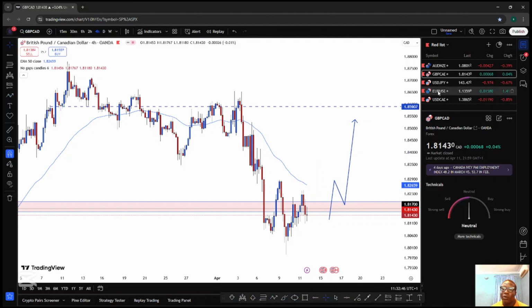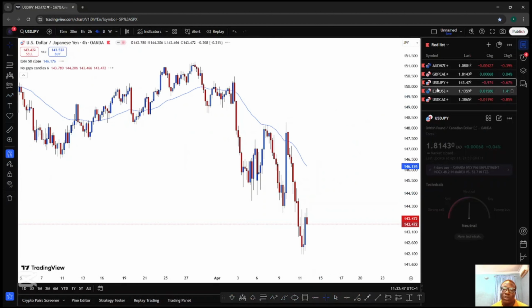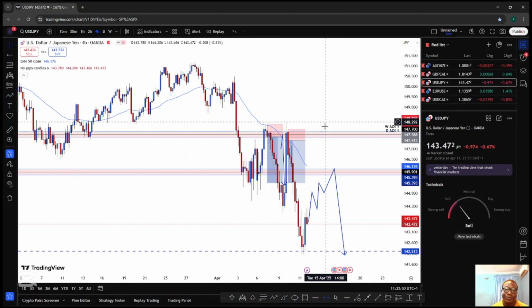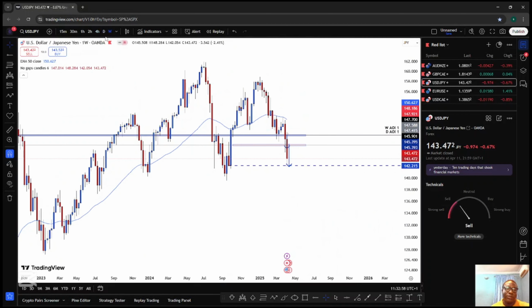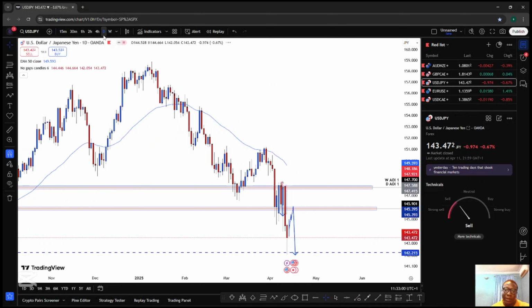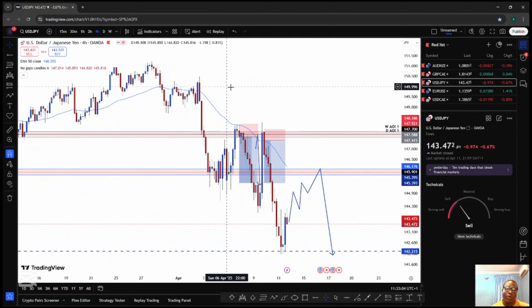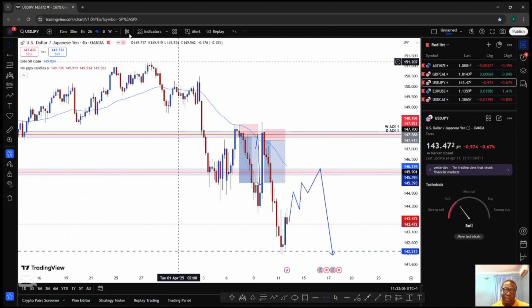The next pair that we have is USD JPY. On USD JPY on the weekly time frame, you can also see that the market is currently bearish. On the daily time frame, you can see that the market is also bearish, and on the 4-hour time frame, you can see that the market is bearish.